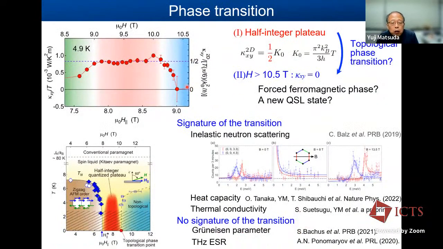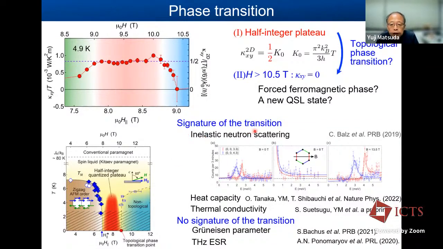So at high field, the thermal Hall conductivity disappears to zero. But actually, we have a large error bar in these regions. And here's a phase diagram. The question is, this result indicates the presence of a topological phase transition at a high field. But again, this is controversial.